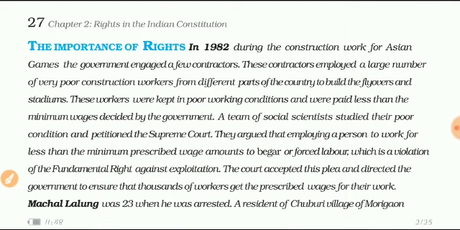So here we are going to read a story that will tell you the importance of rights. In 1982, during the construction work for the Asian Games, the government engaged a few contractors. These contractors employed a large number of very poor construction workers from different parts of the country to build the flyovers and stadiums. These workers were kept in poor working conditions and were paid less than the minimum wages decided by the government.